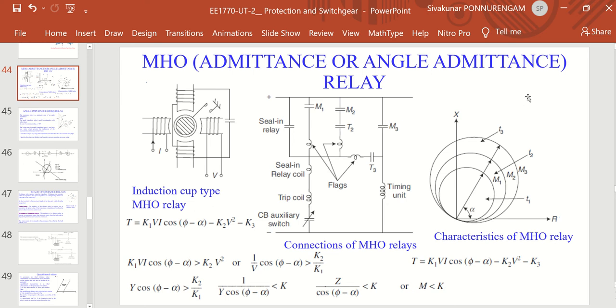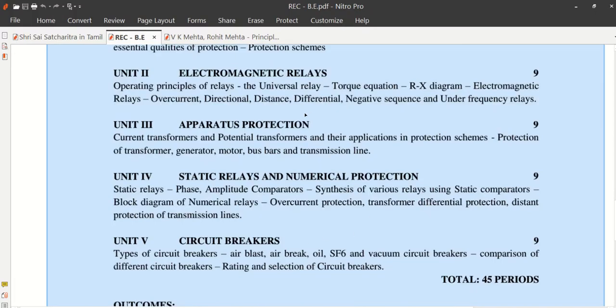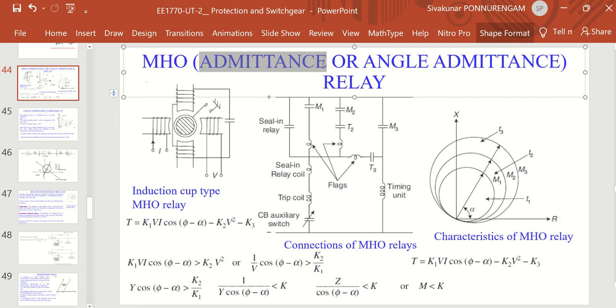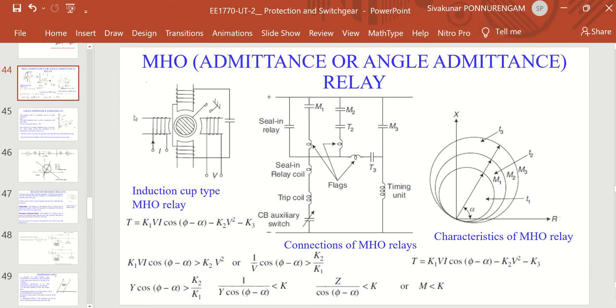Dear viewers, this video covers distance protection with the Mho relay, which may also be called the admittance relay.